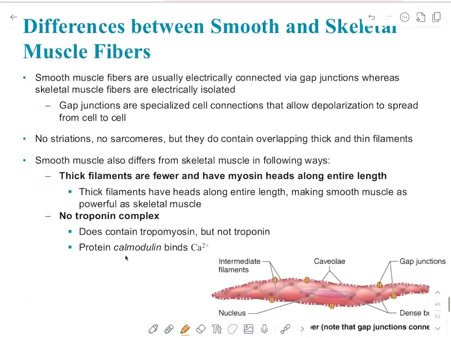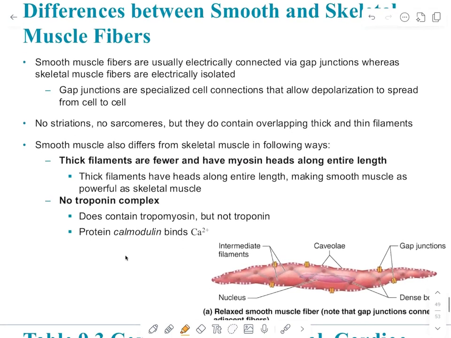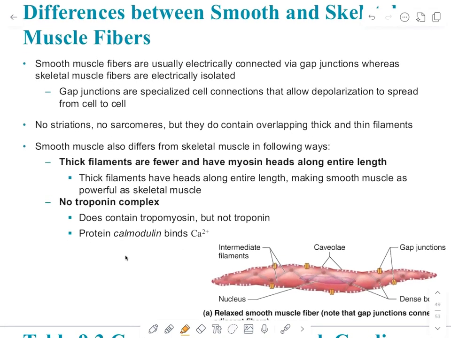Another difference is that smooth muscle fibers are usually electrically connected via gap junctions, whereas we know that skeletal muscle fibers are electrically isolated with motor units. The gap junctions are specialized cells that allow these action potentials basically to spread quickly from cell to cell. So we see the gap junctions on this image. And remember, gap junctions you learned about earlier on in the semester.